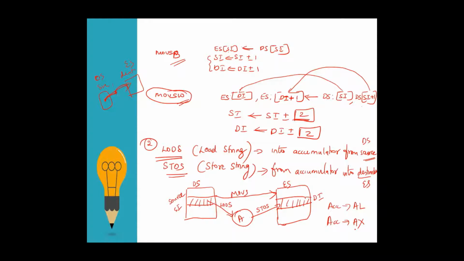Is going to be AX register. Okay, so for load S and store S also you have a word version and a byte version. That means LODSB is there, LODSW is there, similarly STOSB is there, STOSW is there. So how will you write its syntax?